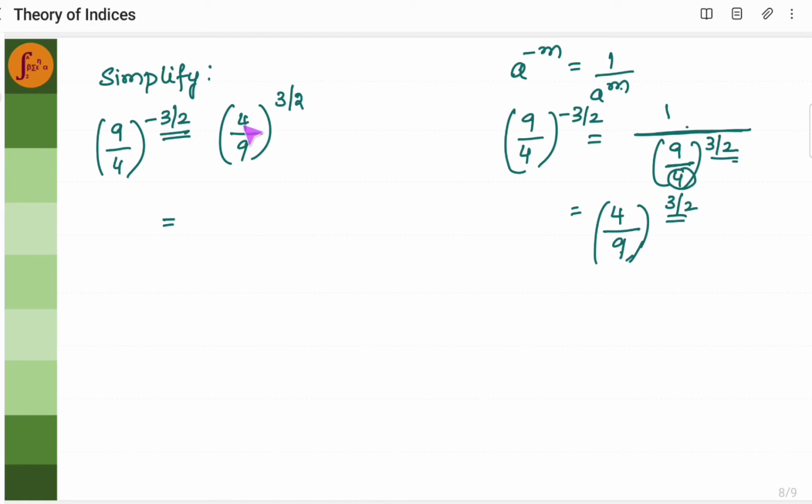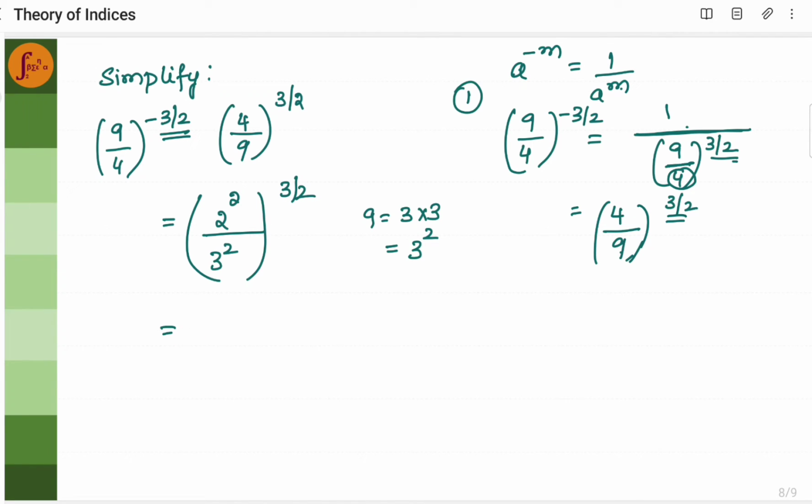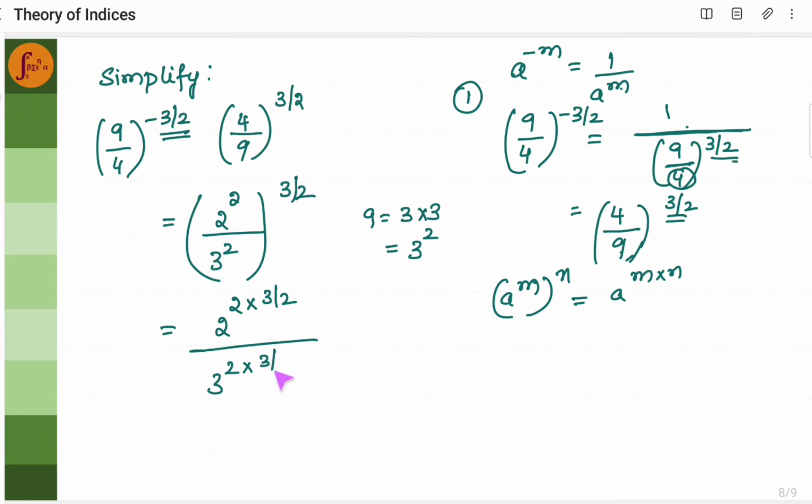Now instead of 4, I can write it as 2 square, since 2 into 2 is 4. And 9 is nothing but 3 into 3, that is 3 to the power 2. So I can write this as 3 to the power 2, and you have 3 by 2. Now what I will do is, by the third law, a to the power m, whole to the power n, you can write as a to the power m into n. Same form here. So you have 2 square, you will have to multiply this power. Similarly here, 3 square, multiply this power.